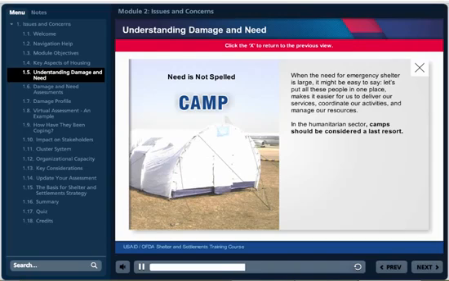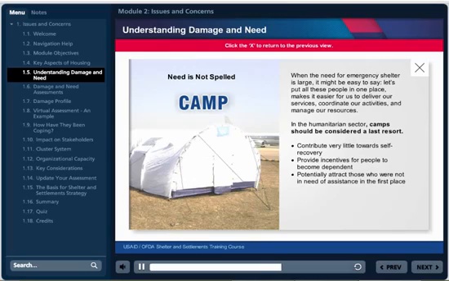And this is because camps contribute very little towards self-recovery, provide incentives for people to become dependent on the assistance being provided, and potentially attract those who were not in need of assistance in the first place. Camps are expensive to build and operate compared to other shelter solutions. Camps can also create conflict between camp and host community populations, as well as competition for resources. Investments in developing camps are rarely reused.